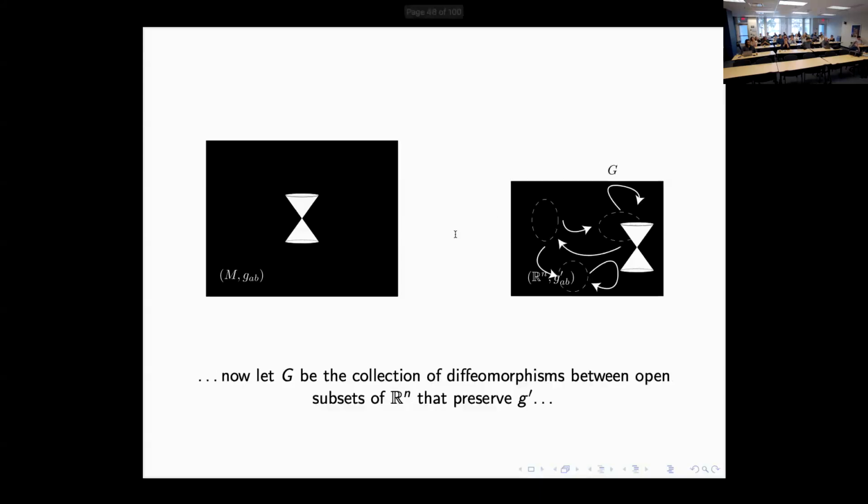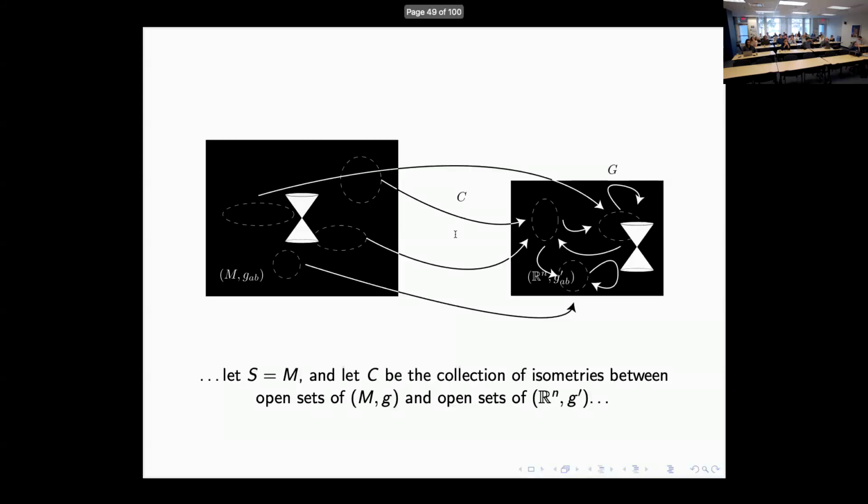Okay, we need to define G, we need to define S, we need to define C. G will just be the isometry pseudogroup of the representation, okay? S will be the underlying point set of our manifolds M, and C will be the collection of isometries between open subsets of the spacetime on the left-hand side and open subsets of the spacetime on the right-hand side.